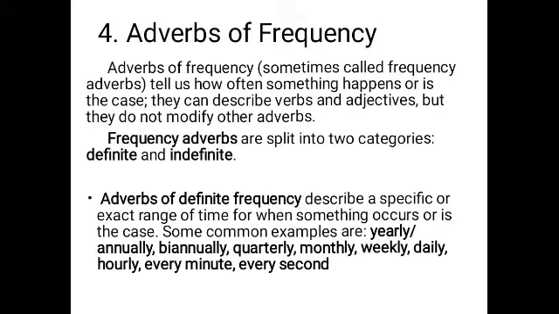When we say adverbs of definite frequency, it describes a specific or exact range of time for when something occurs or is the case. For example, yearly or annually. Biannually, this can mean either twice a year or every two years. It depends on the context. Quarterly, meaning 4 times a year or at the end of every quarter. Monthly, weekly, daily, hourly, every minute, and every second. Those are some examples of adverbs of definite frequency.